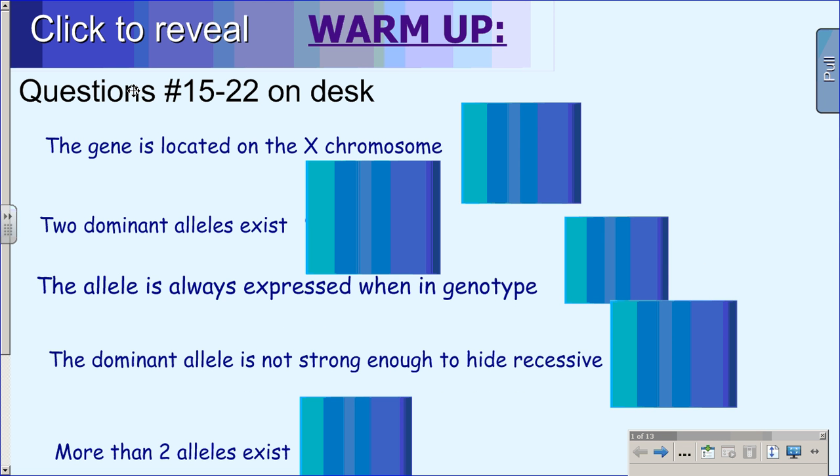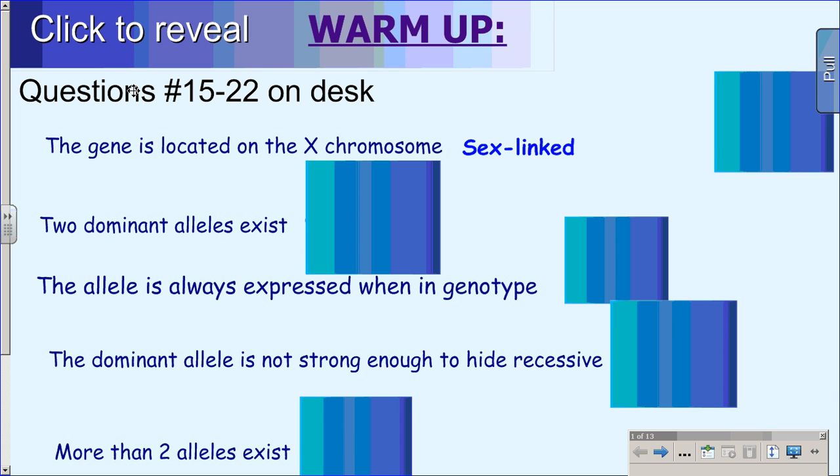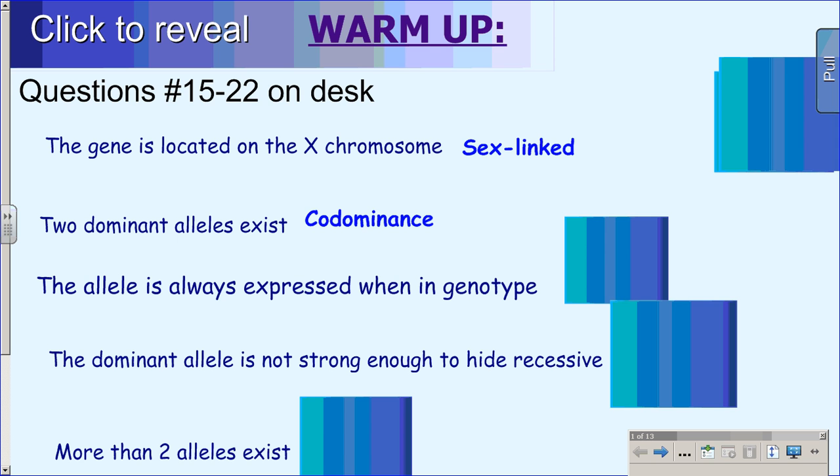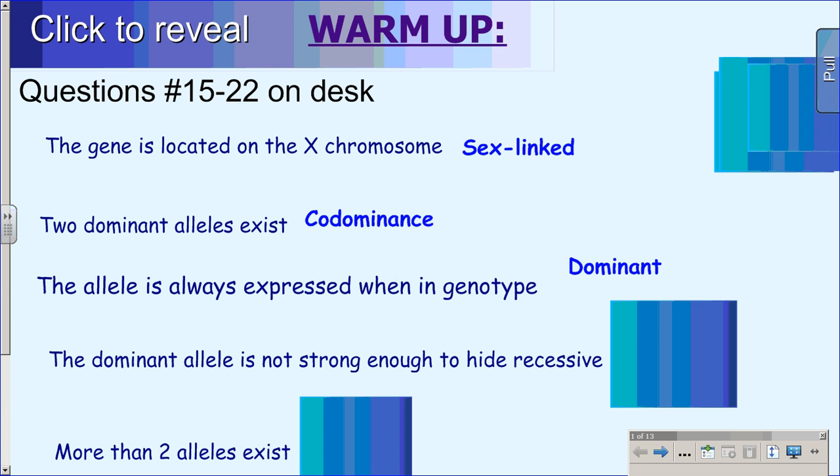All right, so what type of inheritance pattern of all the types we've talked about answers the question? The gene is located on the X chromosome. Shout it out. X-linked, sex-linked, right? Same thing. Good. Two dominant alleles exist. So again, codominance, where both are dominant, they'd be codominant. Good. Allele is always expressed when it's in the genotype. Dominant, right? Because I could still be heterozygous, and that recessive one will never be expressed. So that'll be a dominant one.